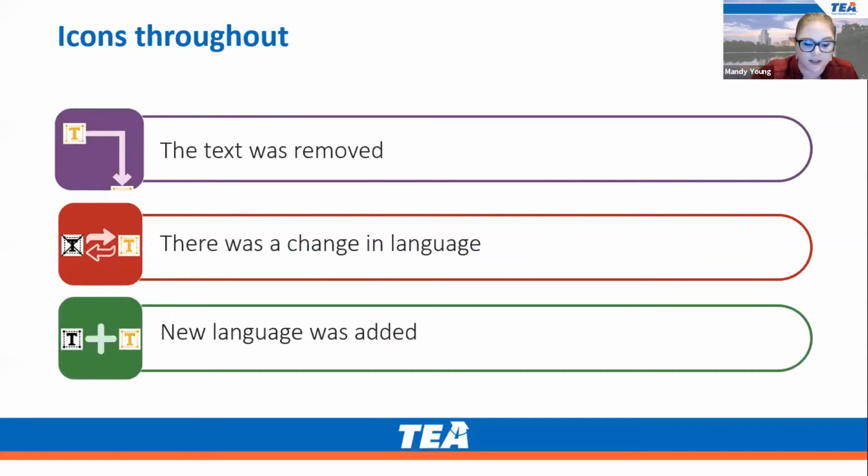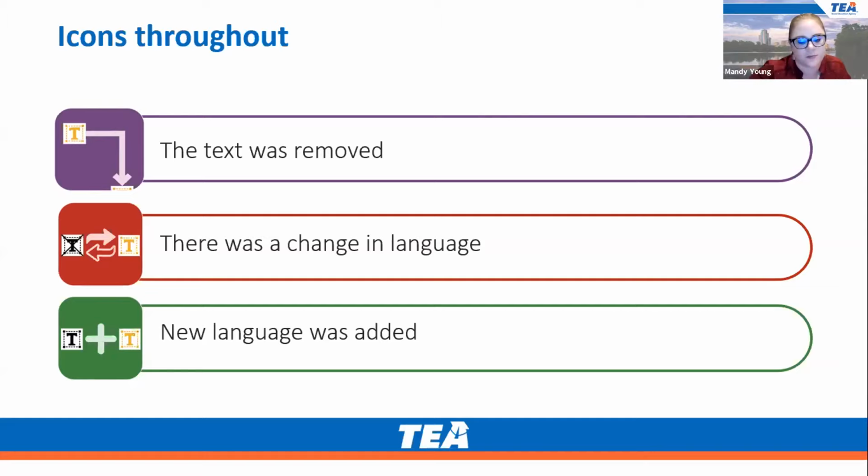Okay, so there's a lot to talk about today. To make it a bit easier, we made some icons that you can follow for the presentation. The first one is text removed. You'll see a purple icon, and you can tell that the letter T is being moved out of the box to indicate that the text was removed. If there was a change in language, you'll see a red icon. So there's an X through that black letter T, and then two arrows that lead to a new yellow letter T showing a change. And then lastly, if new language was added to Chapter 89, you'll see a green icon with a black letter T and a plus sign to indicate that there's more text.